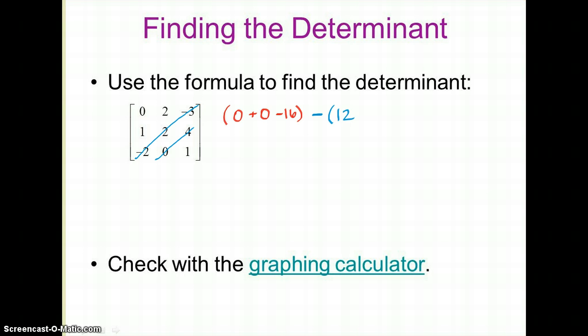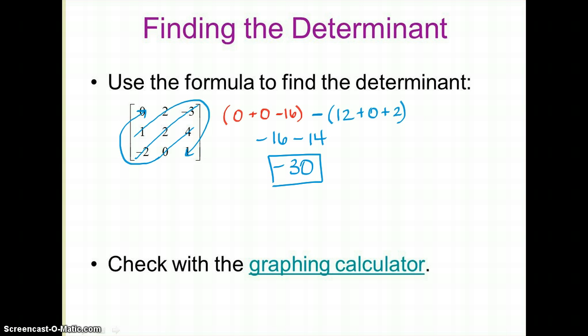Continue with my diagonals in that direction. I get 4 times 0, which is going to give me 0. And then I'm going to get 1 times 2. Come around and pick up the third number is still going to be 2. Okay, so let's finish this up with our math here. -16 minus, over in my right-hand parentheses, I'm going to get 14, and -16 minus 14 is going to give me a determinant of -30.